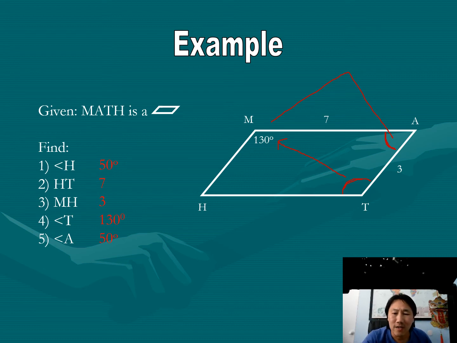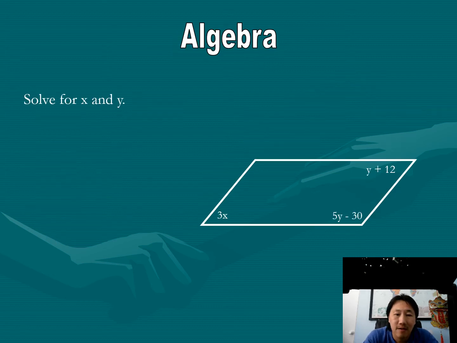All right. So I think the example is pretty easy because it basically just goes through all of the properties, and so you just have to remember all of those properties. All right, let's throw in some algebra into this. You have to solve for x and y.